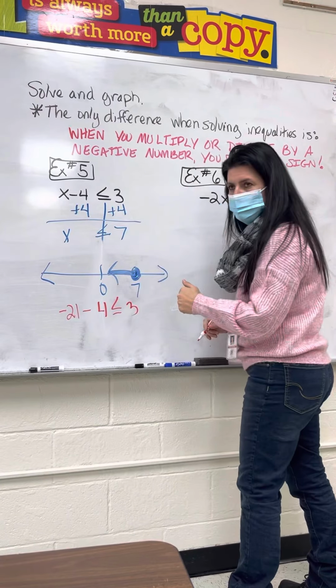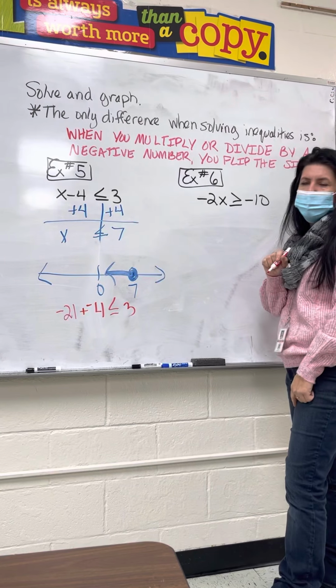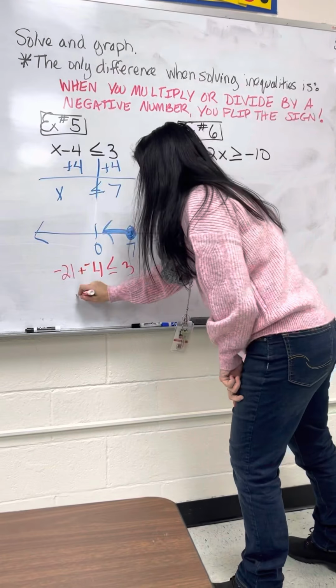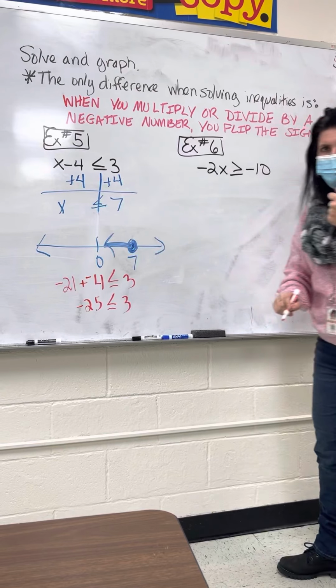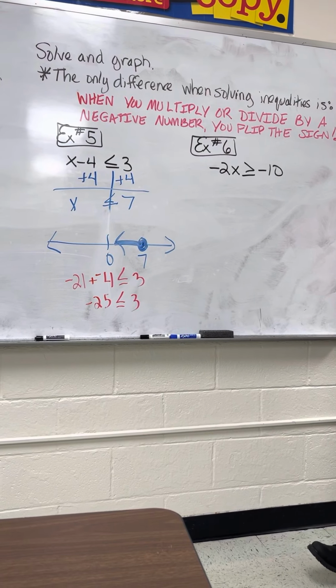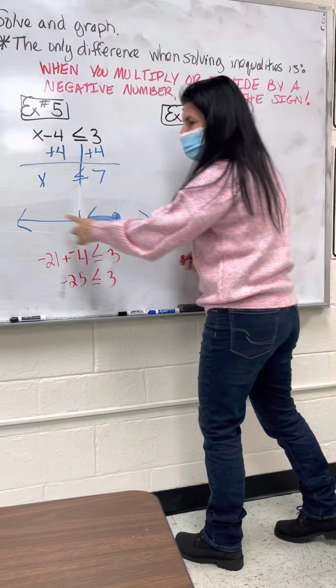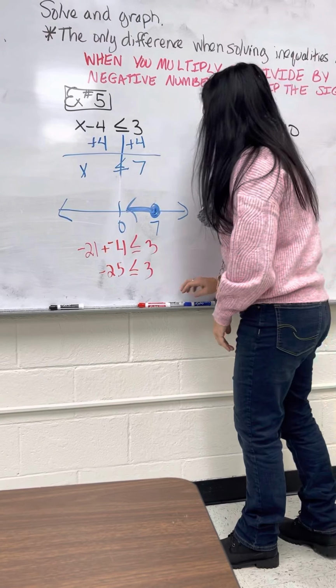This is our keep, change, flip. What is -21 plus -4? -25. Is -25 less than or equal to 3? Less than. Absolutely. Yep. That's a true statement. It works. Does that make sense? Yes. If we picked any number, as long as it's smaller than 7, it would work. Let's do one more.